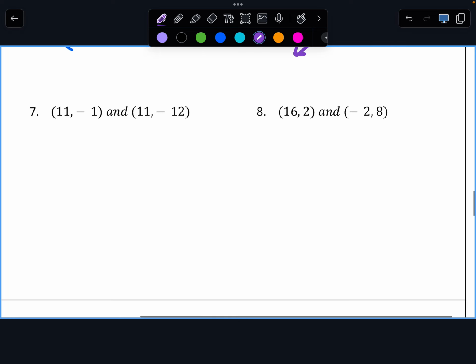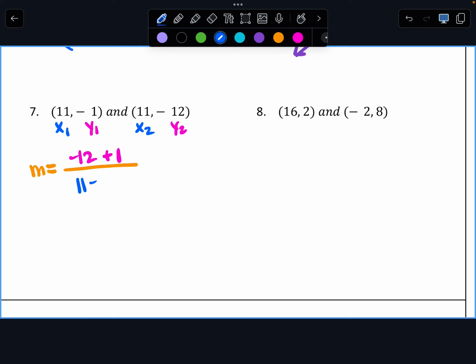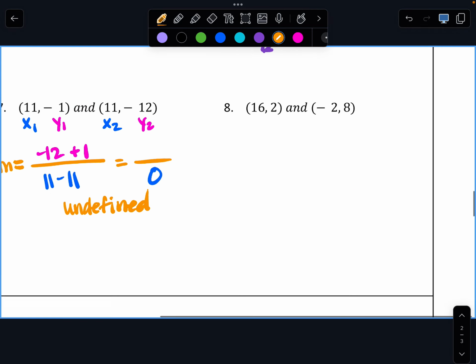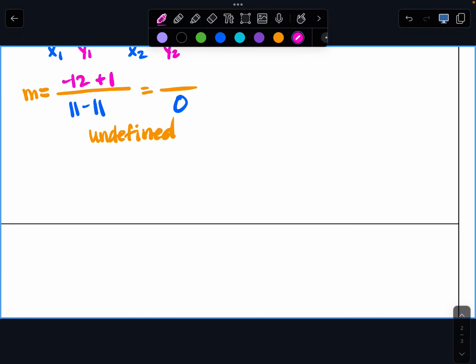Number 7, you should have already solved it yourself. You're just checking your answers. We have negative 12 plus 1 because it's minus a negative, and 11 minus 11. Now I can already see that my bottom number is going to be 0, which makes this an undefined slope. It doesn't even matter what the top number is. If the bottom number is 0, it's an undefined slope, which is a vertical line.